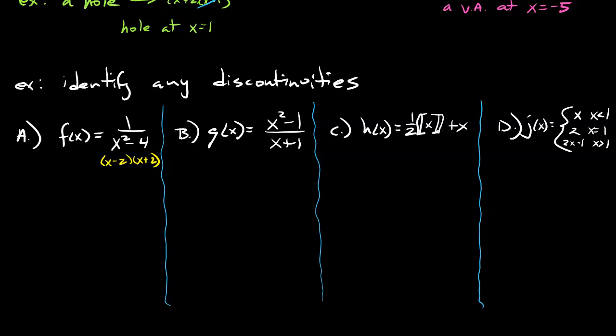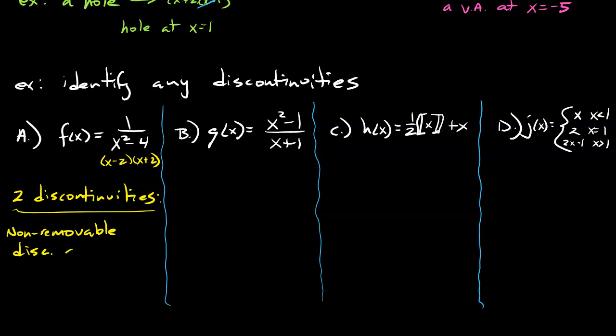Any one of these four. Are there any discontinuities, and where are they? Perfect. Okay. So the first one has two discontinuities. You're going to have, both of them are non-removable because they're both vertical asymptotes. If you want to just abbreviate it as NR, go for it. I'm going to write it all out just for the notes. Non-removable discontinuity at x equals positive 2, and a non-removable one at negative 2.